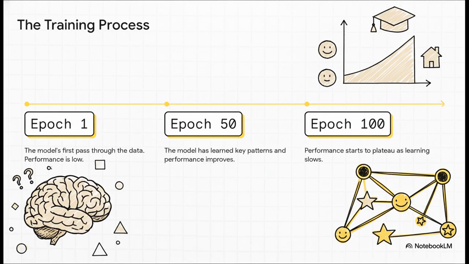And now, we send our machine to school. This training part happens over many rounds, and each round is called an epoch. You can think of an epoch as one full pass through the entire library of images. So in that first epoch, it's basically just guessing. It makes a ton of mistakes, but by the time it gets to epoch 50, it's really starting to see some patterns. And then, around epoch 100, its performance starts to level off. It's learned most of what it can from the data we've given it.